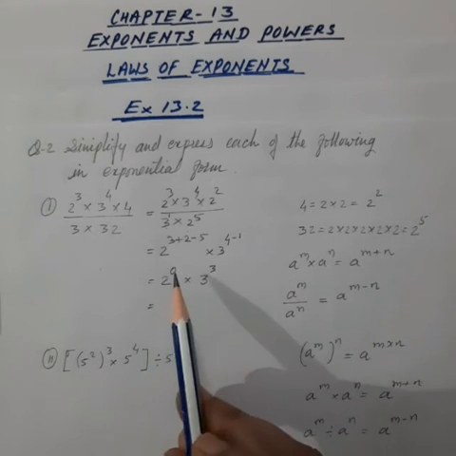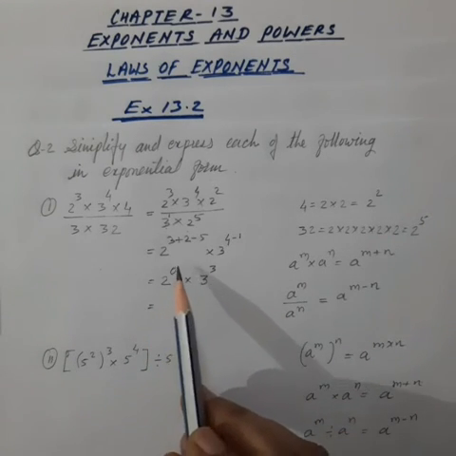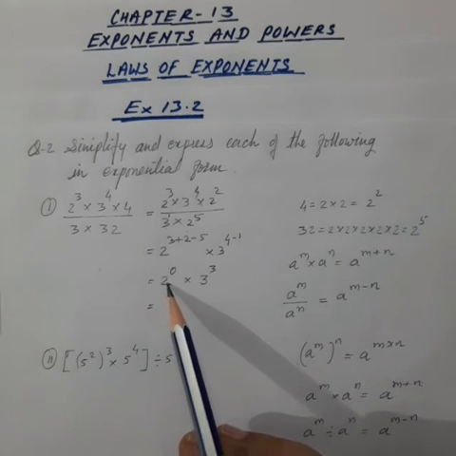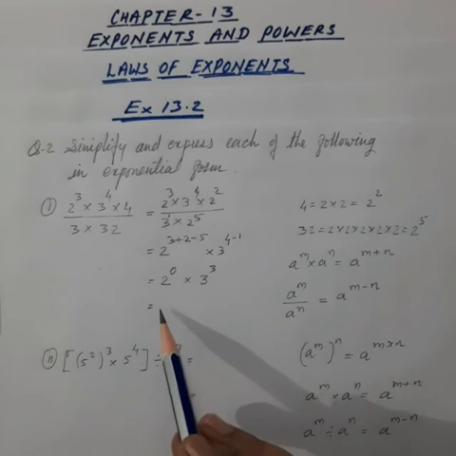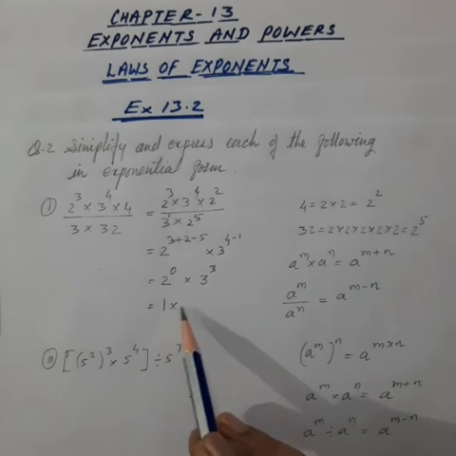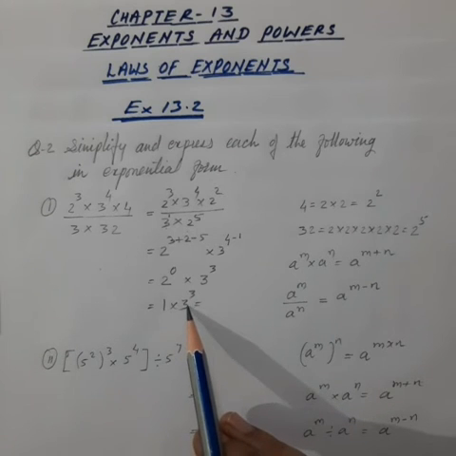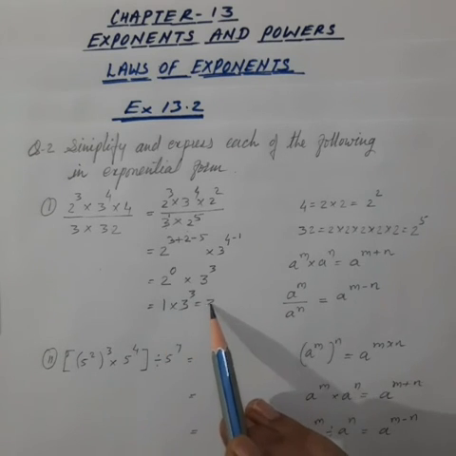We know that the value of any non-zero integer with exponent 0 is 1. And this is 3 cube. Any number multiplied by 1, we get the same number.